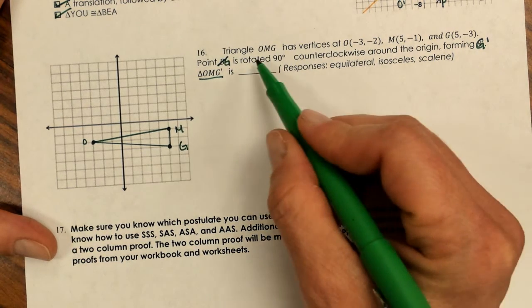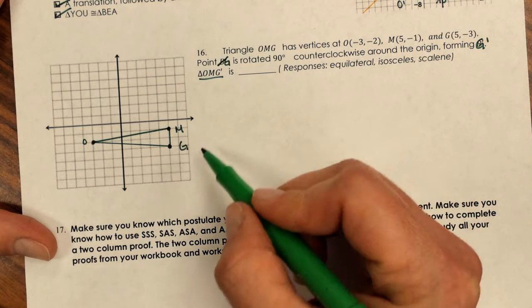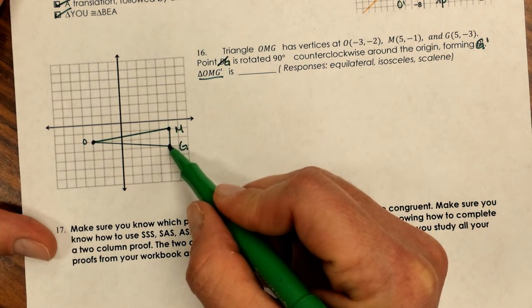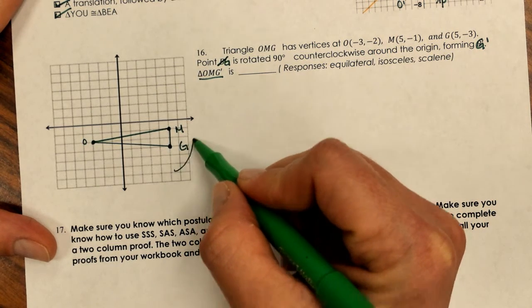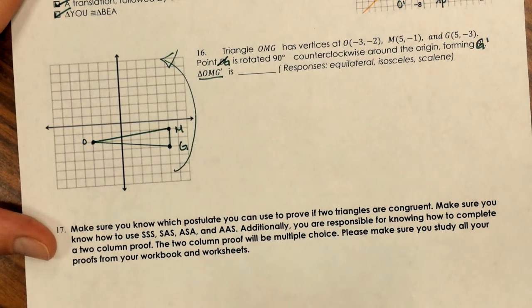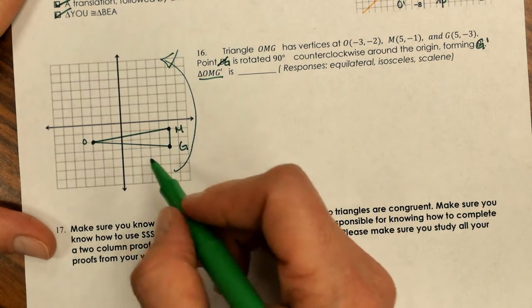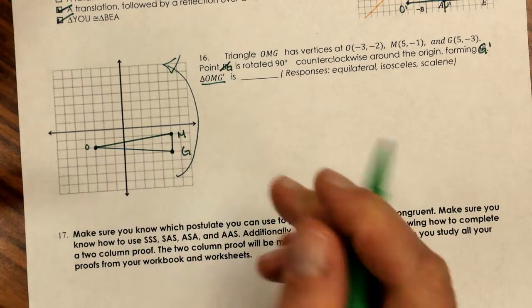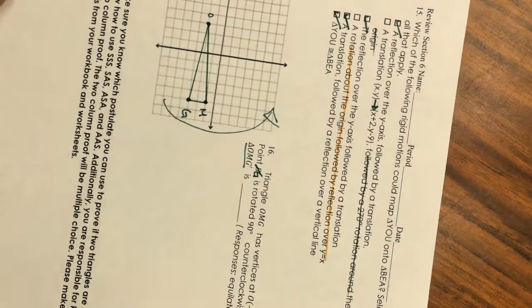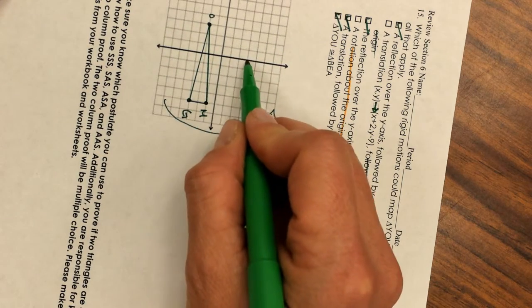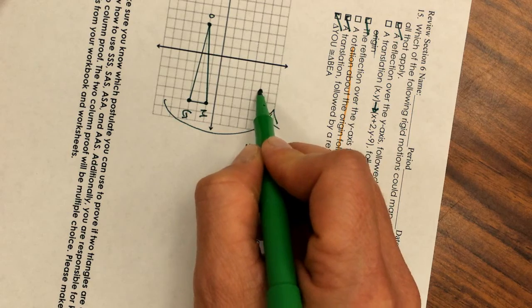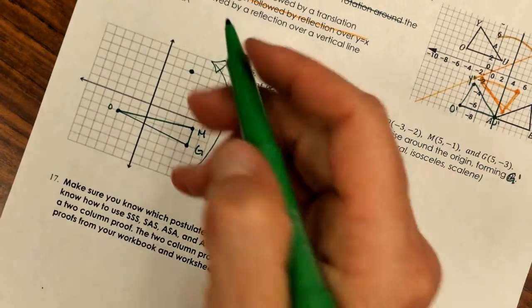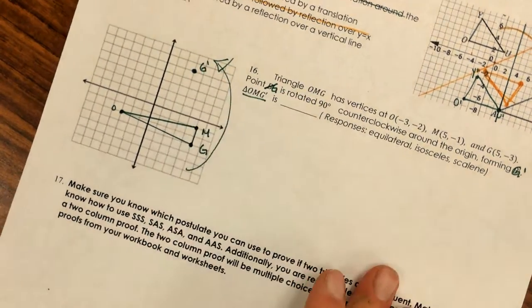Okay, so let's try this again. So point G is rotated 90 degrees counterclockwise. Counterclockwise is this way, around the origin, forming G prime. So where is G prime? Well, if it's at 5, -3, we're going to turn the paper and we're going to go 5, 1, 2, 3, 4, 5, -3, and it's there. Okay, so this is G prime.